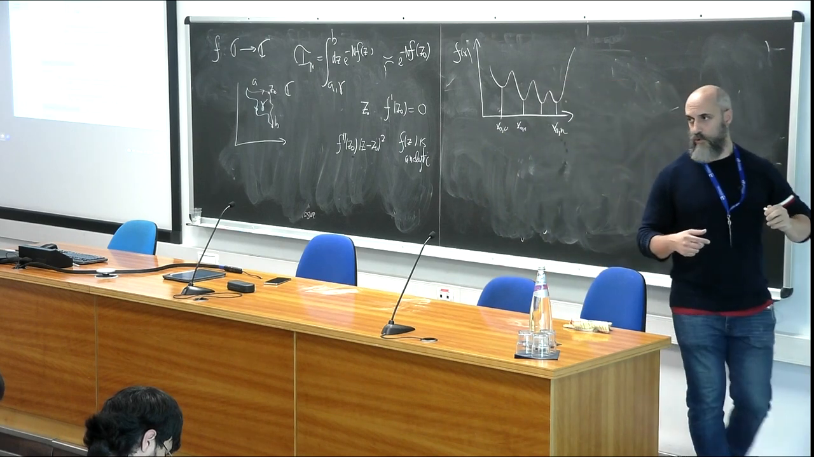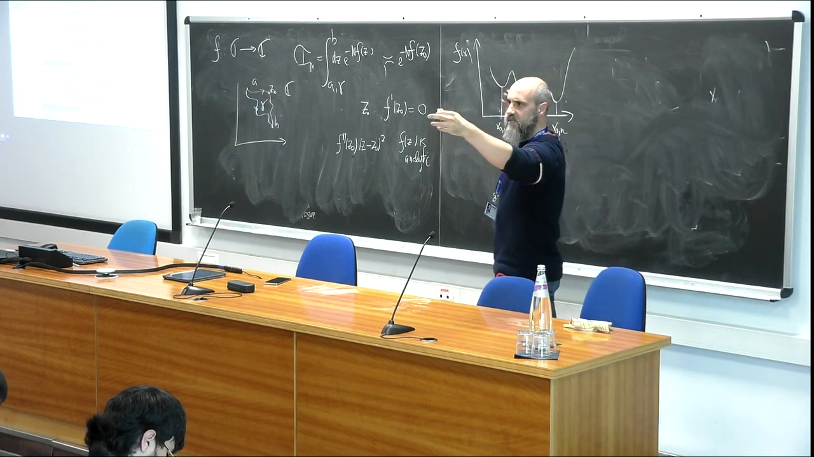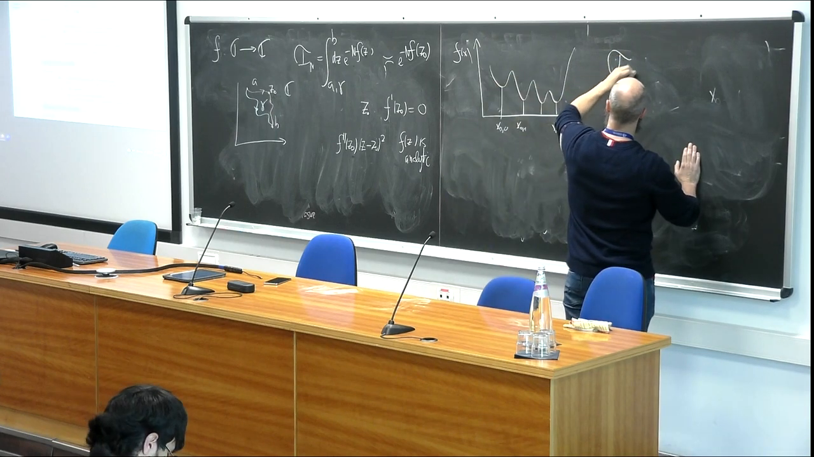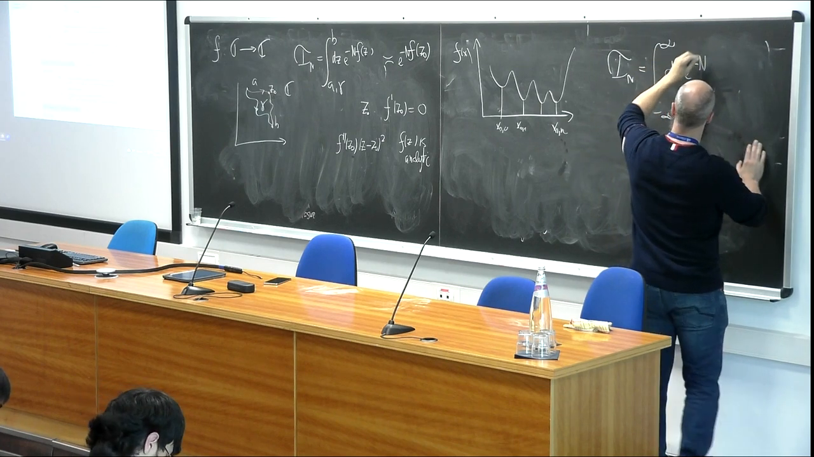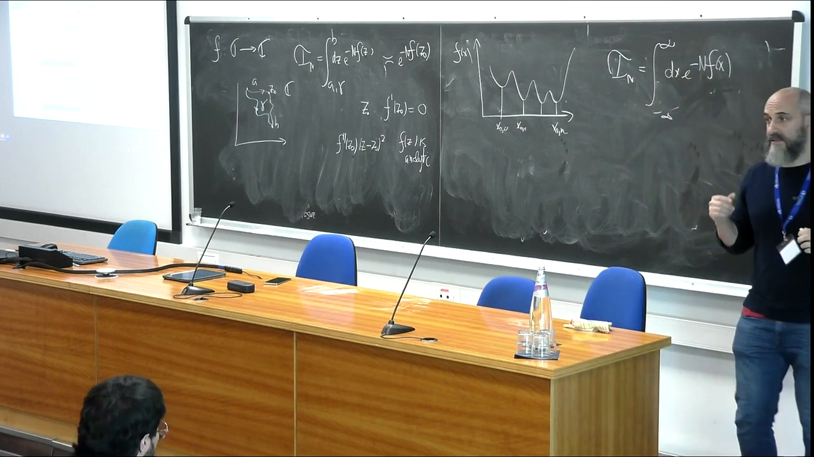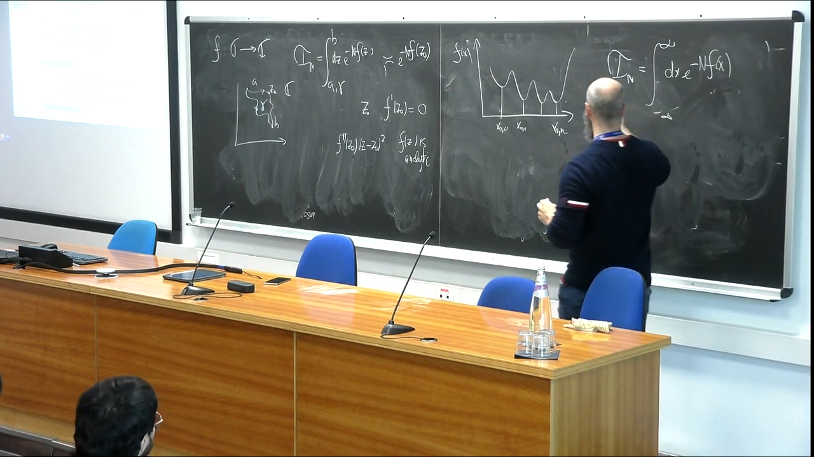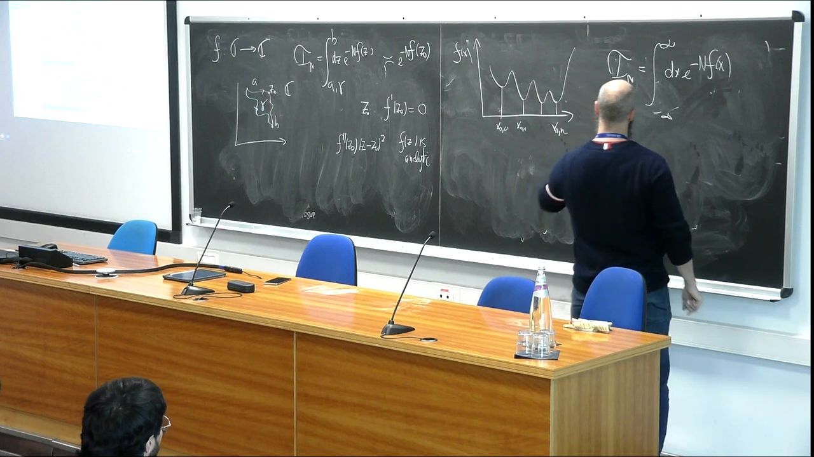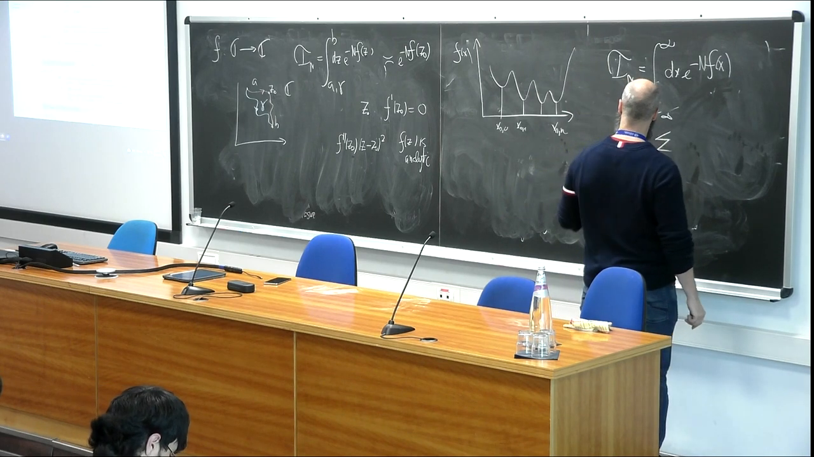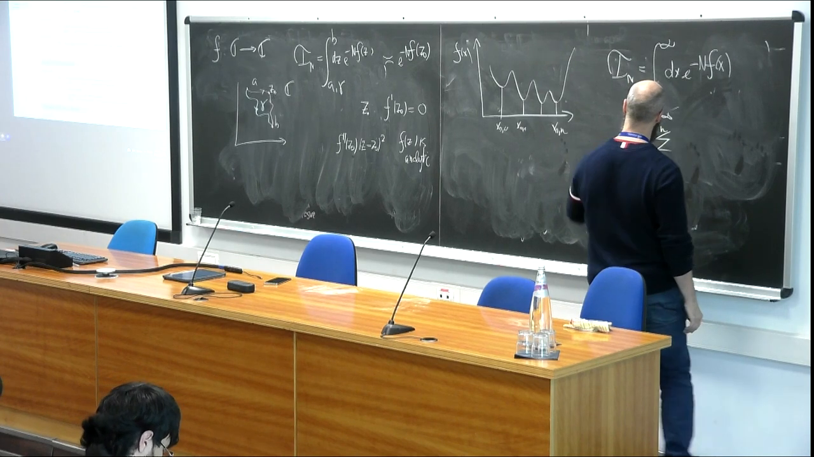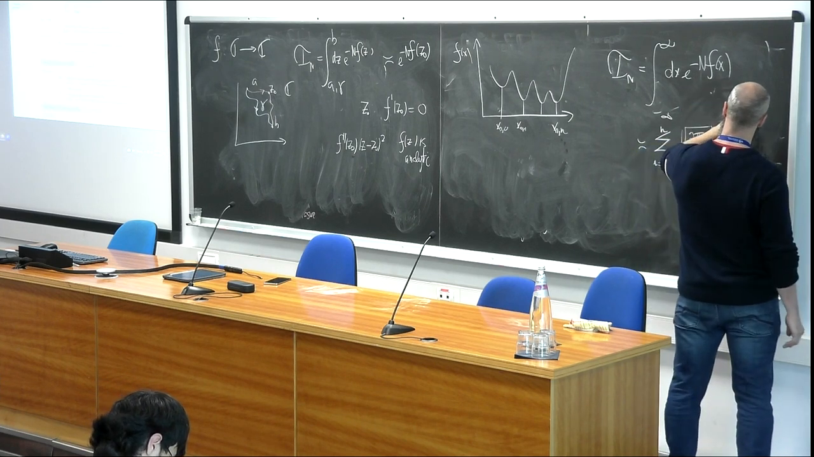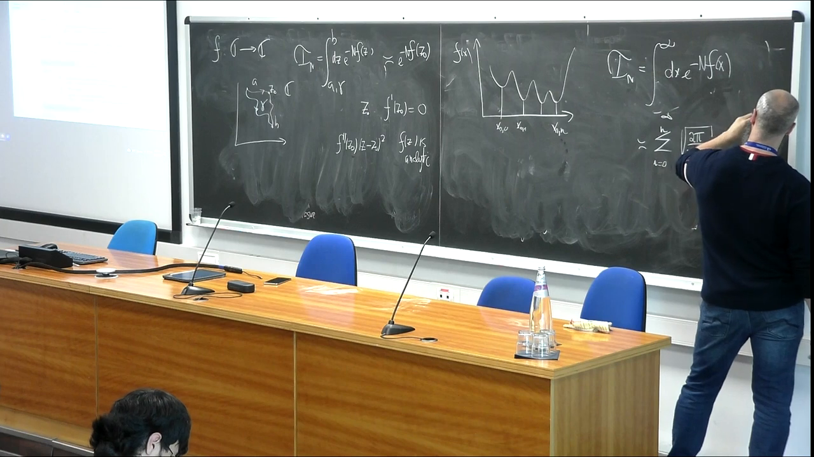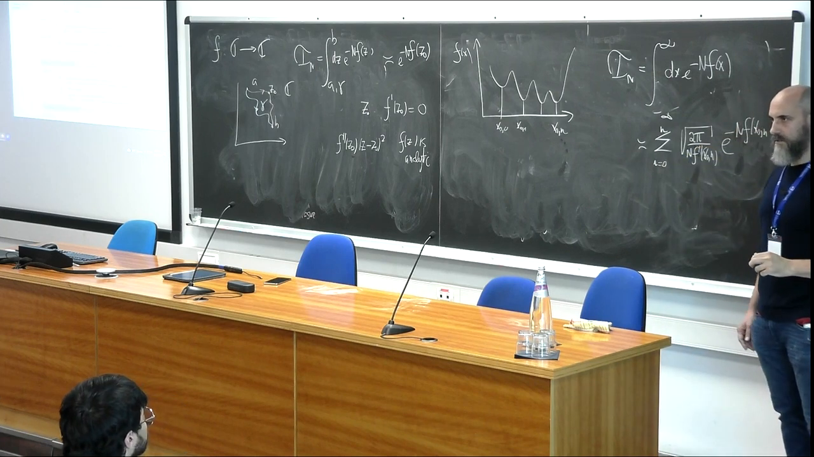You're integrating, let's say, over the whole line for simplicity. So I have the integral I_n equal to the integral from minus infinity to infinity of dx exponential of minus n f of x. When n goes to infinity, its asymptotic behavior would go like the sum for i from 0 to small n of the square root of 2 pi over n times the second derivative of f at x0,i, times the exponential of minus n f of x0,i. Yeah?